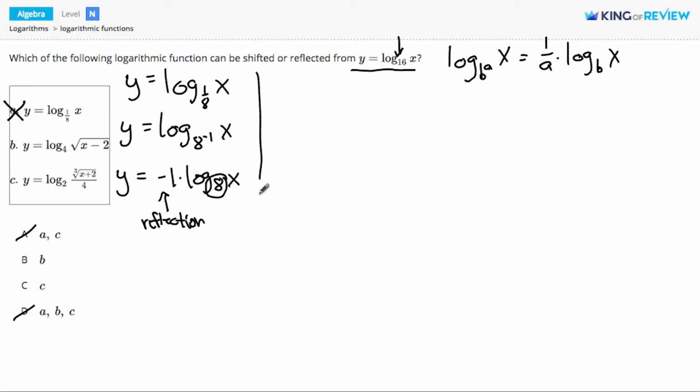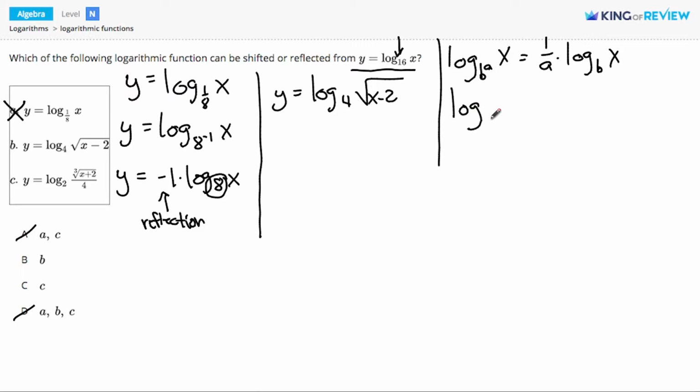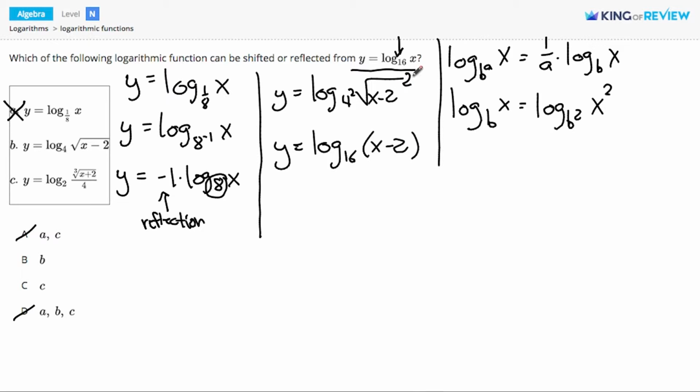Now let's look at B. B says y equals the log base 4 of the square root of x minus 2. Now 4 and 16 are related by an exponent, which is good news since logs are all about exponents. In particular, there's a property of logs that says if you have a log base b of x, that is equivalent to the log base b squared of x squared. So if I want to square the 4 to turn it into 16, I just have to square the square root of x minus 2. So this turns into the log base 16 of just x minus 2, since a square root squared cancels out.